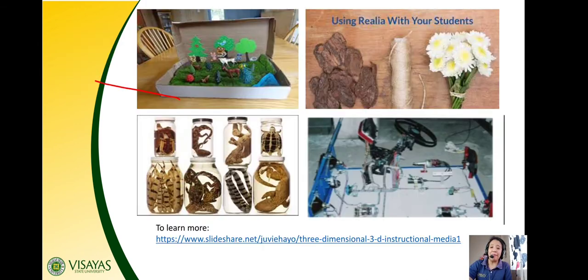Well, anyway, we have more three-dimensional instructional media. Gaya nga ng sinabi ko, the cross-sectional and we also have the analog. In order to learn this one, please visit the website, the link that we have here. Ito, www.slideshare.net Juvihayo 3-dimensional 3D instructional media.